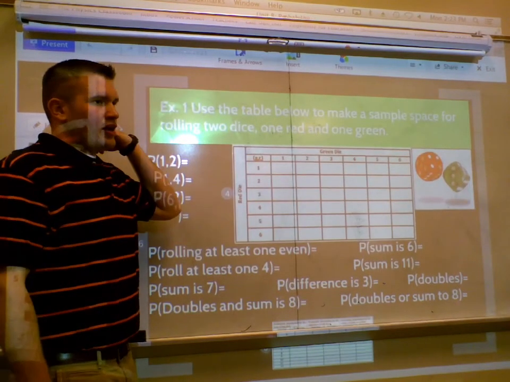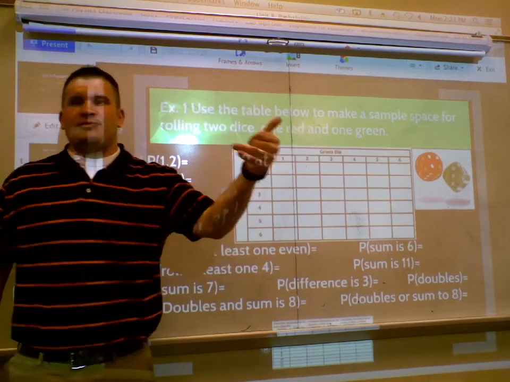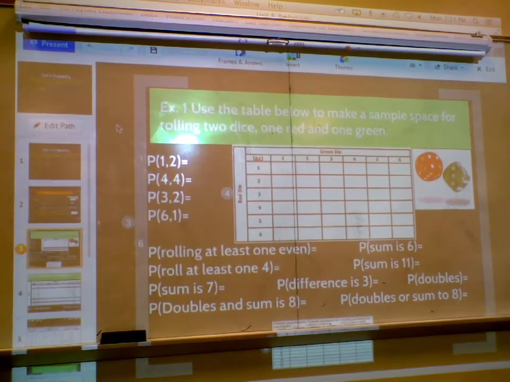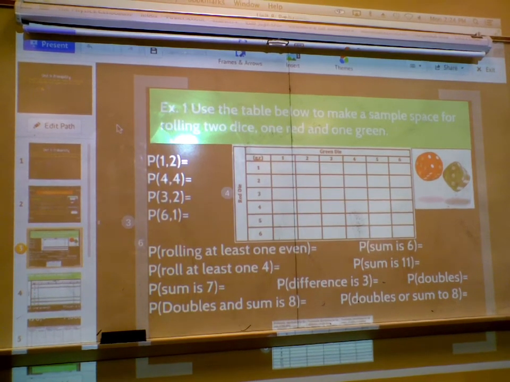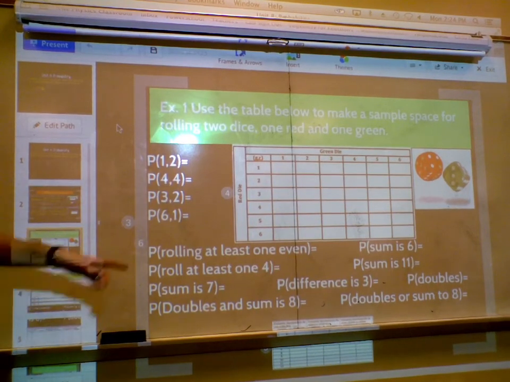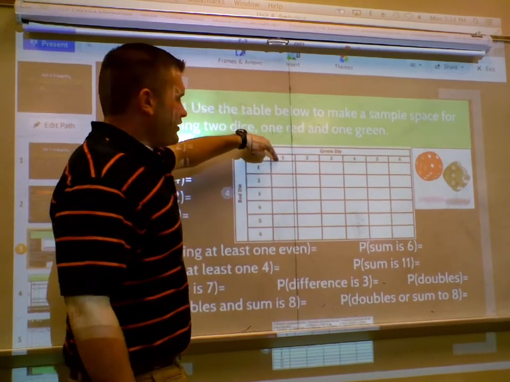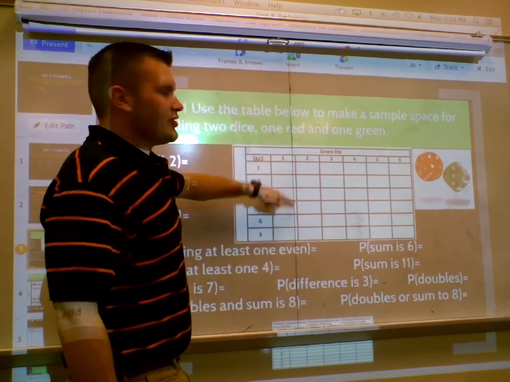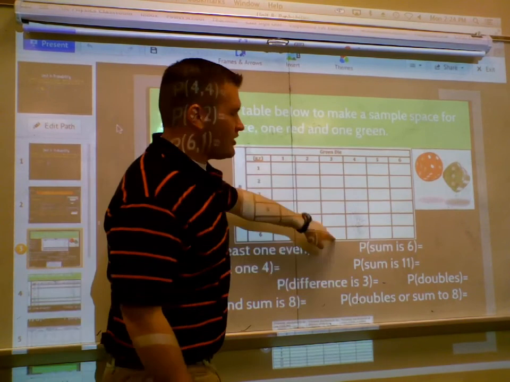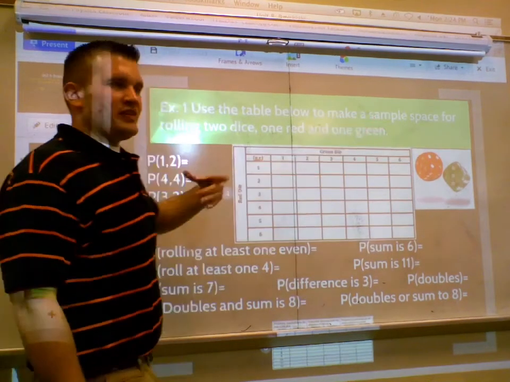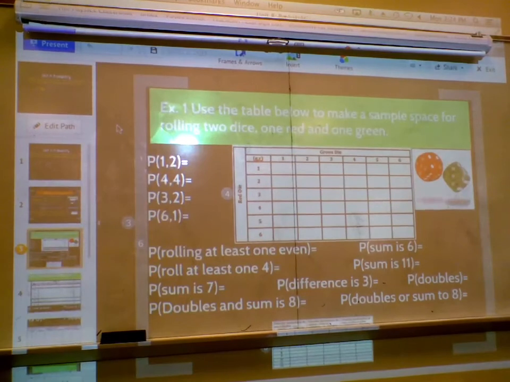Okay. Now, if I have 6 possibilities for the green die and 6 possibilities for the red die, when I roll them both, how many total outcomes can we have? 36. 6 times 6. Because each number has 6 counterparts, right? 1 can have 6 other numbers with it. 2 can have 6 other numbers with it. 3 can have 6 others, and so on. So you end up being 6 times 6, which is 36.